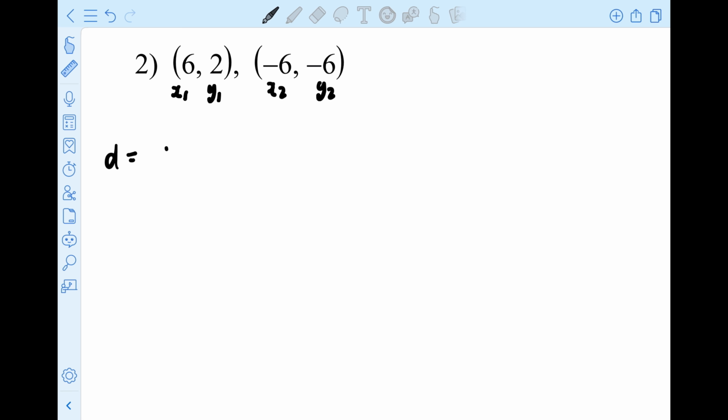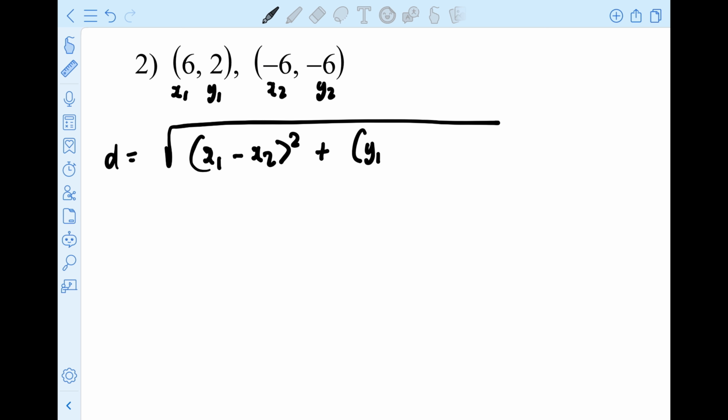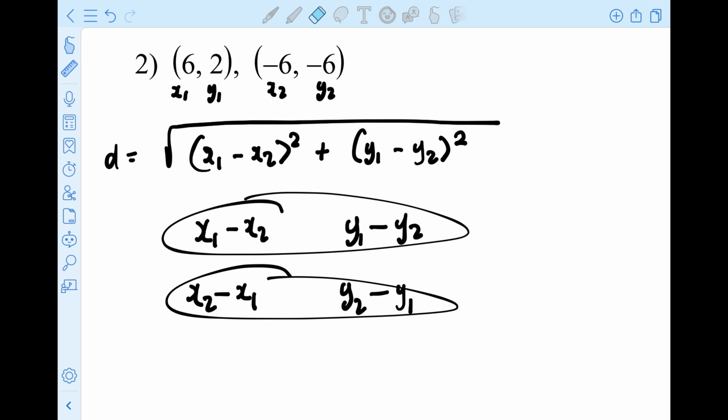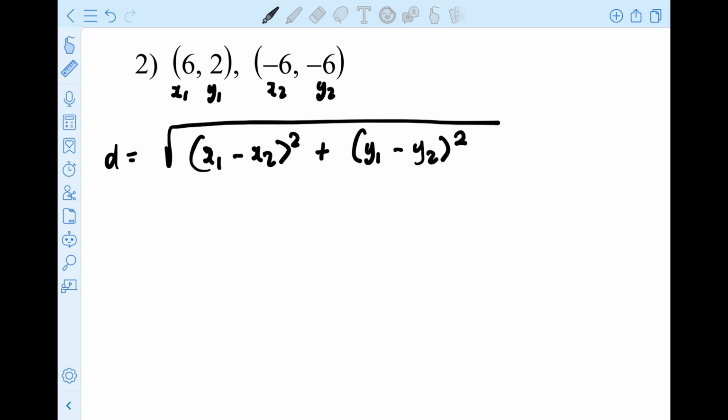Distance is equal to the square root of x2... Oh, let's do it the other way. x1 minus x2 squared plus y1 minus y2 squared. Notice, if I go x1 minus x2, I'm also going to go y1 minus y2. Or if I go x2 minus x1, I'm going to go y2 minus y1. We just need to maintain consistency, right? It's called procedural fluency. Either way is going to get us the right answer, but I think it is important to maintain that mathematical fluency here.